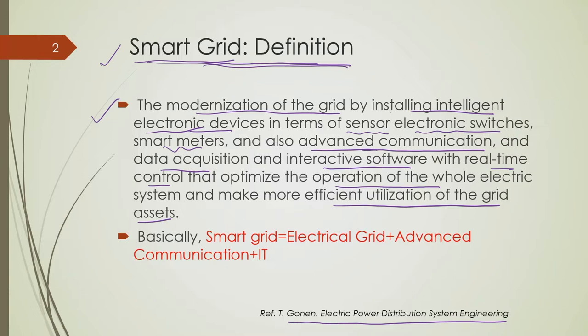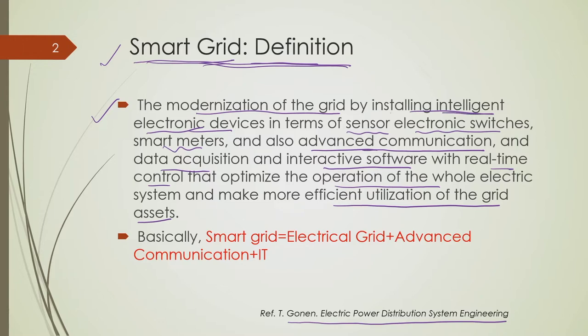It is a modernized form of our existing grid, or to be more precise, the smart grid perspective of power distribution networks is a modernized form of power distribution networks with the help of many advanced technologies. And which are the advanced technologies? You can see over here intelligent electronic devices, IEDs, which include sensors, electronic switches, smart meters, etcetera. Also, an advanced communication system, data acquisition system and software, and real-time control.